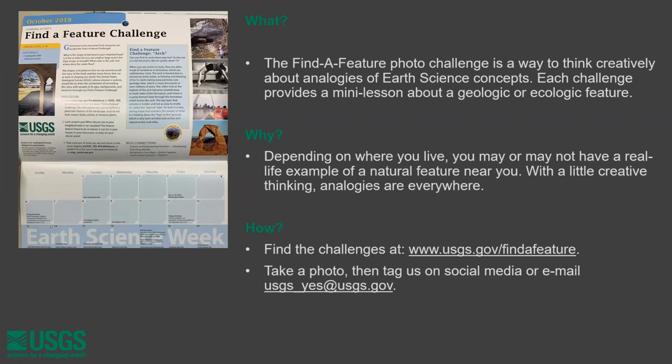With that said, on our website, we have mini lessons and examples of several Find a Feature challenges. The idea is to take any geologic or ecologic feature and find something near you that reminds you of that feature, so that when you're learning about something, you can actually see it in your own life as well. Depending on where you live, you may or may not have a real life example of one of these features near you. So it's another way to bring something that's outside into your life.